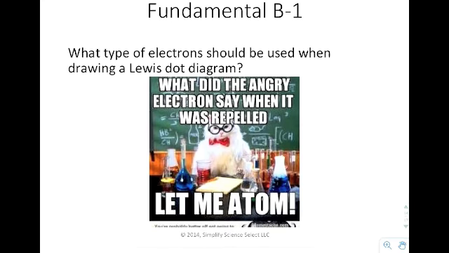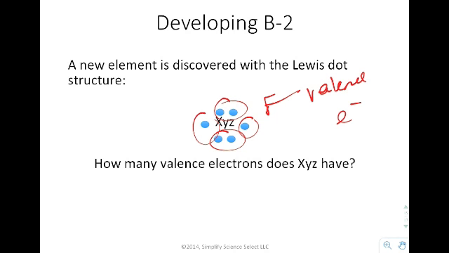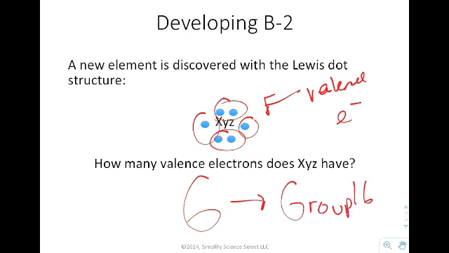Fundamental B1 asks what type of electrons should be used when drawing a Lewis dot diagram. Remember, the only ones that matter are the valence electrons. That's what this entire presentation is about. Next, it says a new element is discovered with the Lewis dot structure. How many valence electrons does XYZ have? Remember, the Lewis dot structure is telling you the valence electrons. If you take a look at this, it has 6 valence electrons. That also means it would belong to group 16, which is where oxygen is.